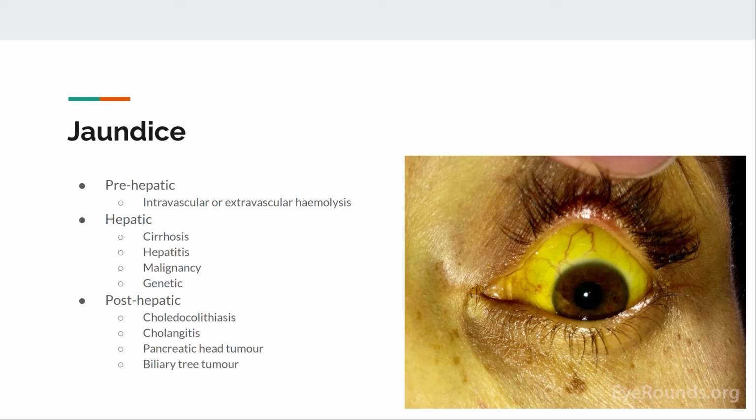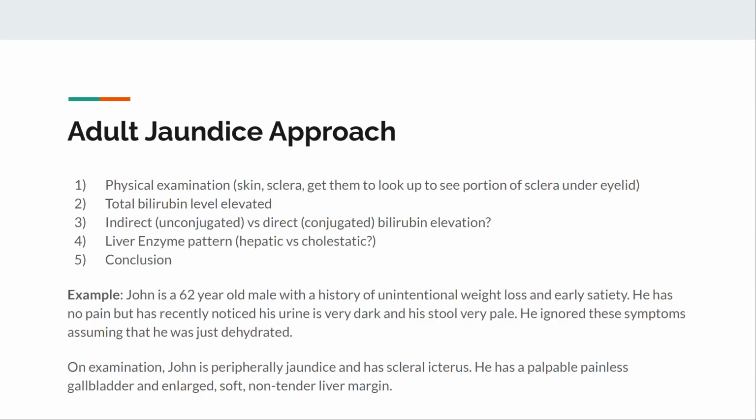Prehepatic, hemolysis. Hepatic, cirrhosis, hepatitis, cancer, and those genetic conditions. Post-hepatic, anything that blocks biliary outflow. So stones, cholangitis secondary to the stones, pancreas, duodenal ampulla, biliary tree, tumours.